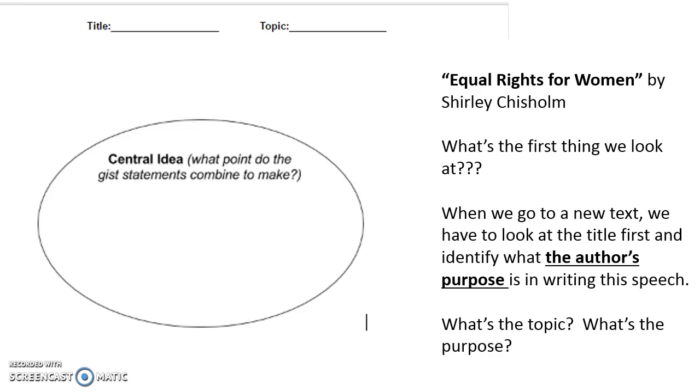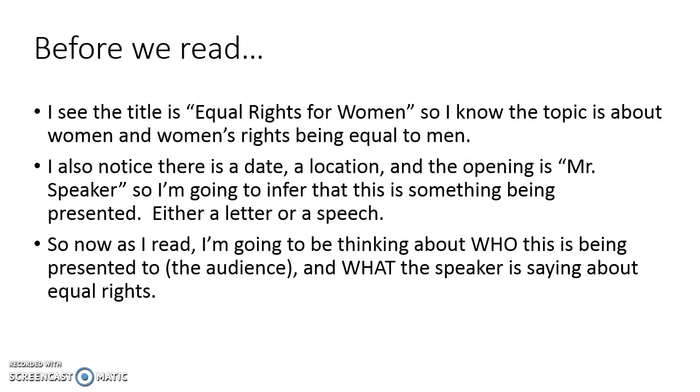So when we start with this speech, the first thing we want to make sure that they do is that they look at the title. They write it up here at the top, and then based on that title, Equal Rights for Women, they come to the conclusion that the topic of the speech is going to be that someone is trying to help women fight or take a stand for equal rights. I basically walked them through this first one myself.